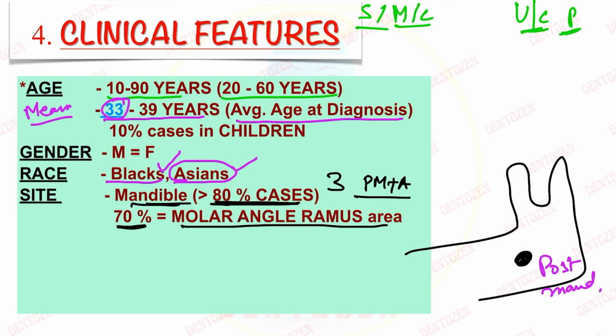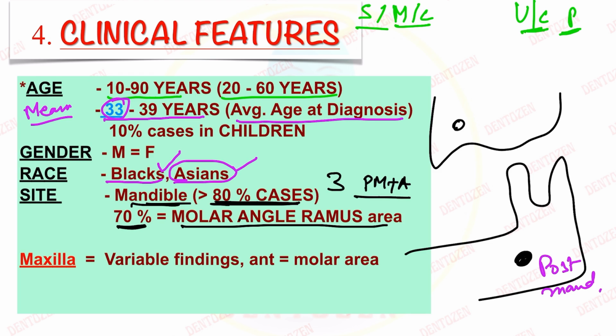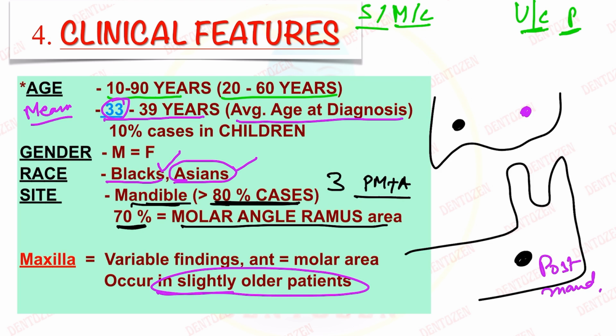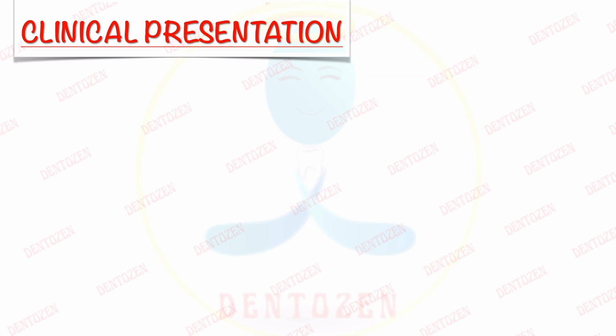So if we talk about the maxilla, in the maxilla variable statistics are there. Some studies say that they are more common in anterior, some studies say that equal predilection is seen in anterior and molar area. But you know, maxillary ameloblastomas occur in slightly older patients as compared to mandibular ameloblastomas. Now we come to the clinical presentation.